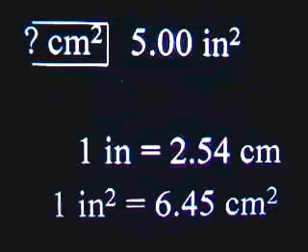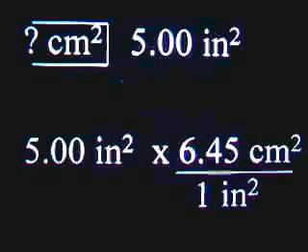1 squared is obviously just 1. If you go over to the other side of the equality, the fact that 1 inch equals 2.54 centimeters, the 2.54 squared gives us the 6.45. So now we have an area equality for solving this area conversion. So now we will be able to change the 5 inches squared into centimeters squared.